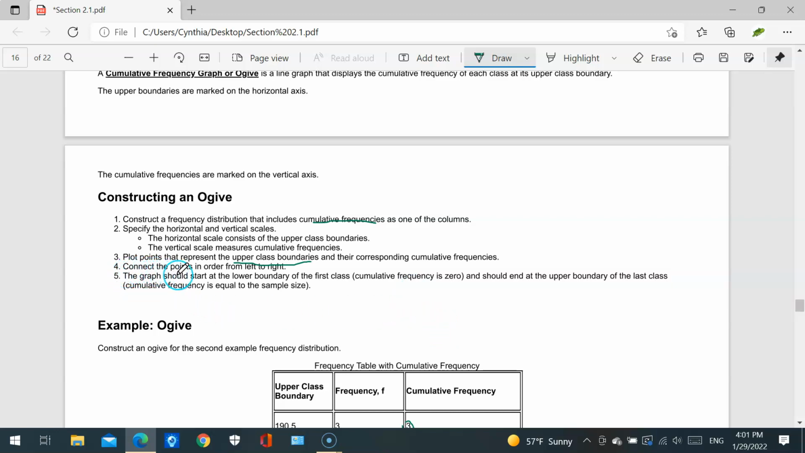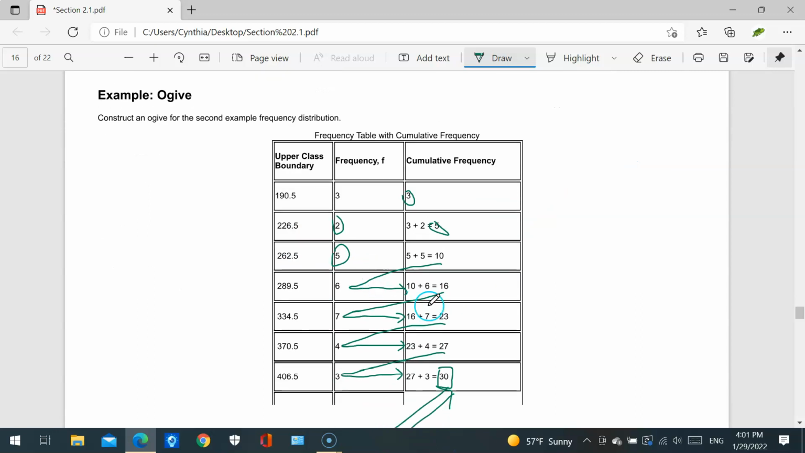And then you connect all the points. Use a line to connect all the points. And then the graph should start at the lower boundary and then just keep going up. So the Ogive graph is a keep-going-up graph and never goes down. It will just keep going up. So we look at the table here.